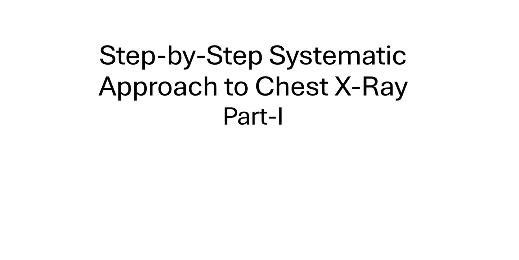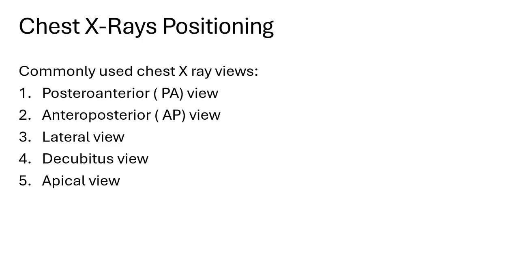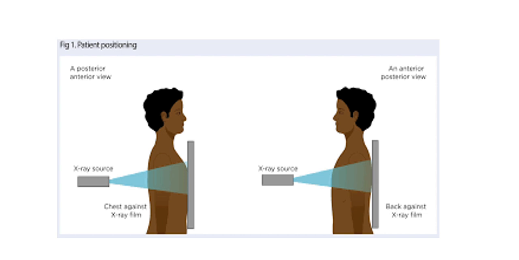Let's talk about the step-by-step systemic approach to chest X-ray, part 1. Here we discuss the positioning for chest X-rays. Commonly used chest X-ray views are the posterior-anterior view, anteroposterior view, lateral, decubitus, and apical view. Standard view is the posterior-anterior view, whereas the lateral, decubitus, and apical view are done only when required for the diagnosis of pathology. So, in posterior anterior view, X-ray beam is placed posterior to the patient.